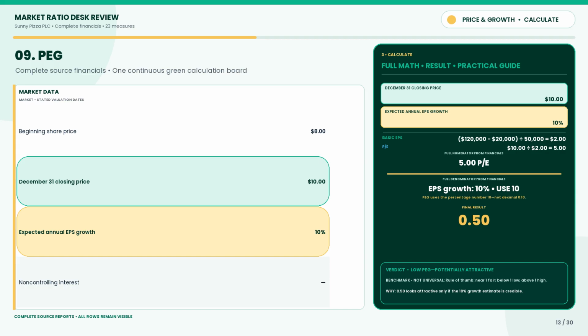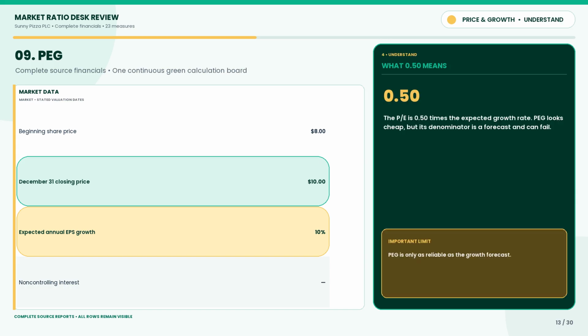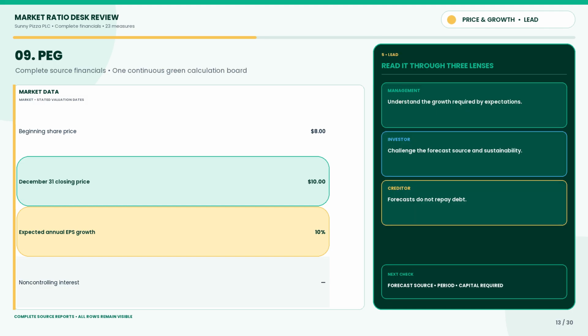The market uses PEG to connect valuation with growth rather than viewing P/E alone. Management should understand the growth required to support expectations. Investors must challenge the forecast period, source, and sustainability. Creditors treat projected growth cautiously because forecasts do not repay debt. A low PEG can reflect value, or simply an unrealistic growth assumption.